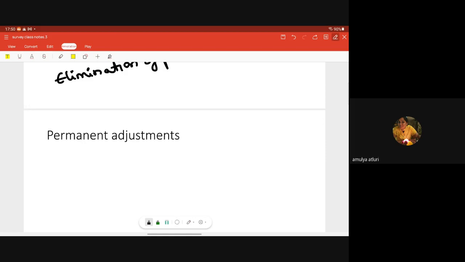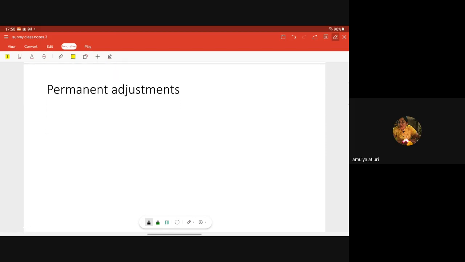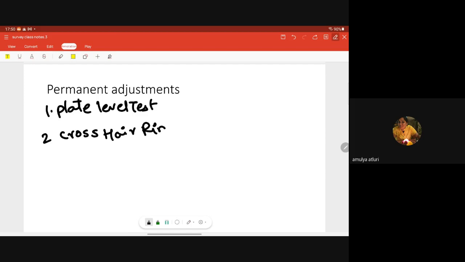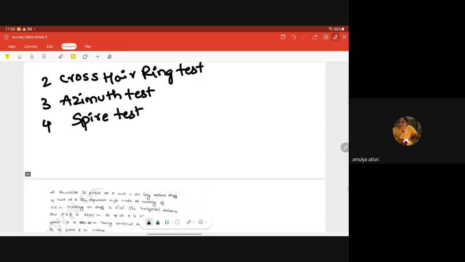So what are the permanent adjustments of a theodolite? The permanent adjustments are: one, plate level test; two, cross-hair ring test; three, azimuth test; four, spire test; five, vertical arc test.